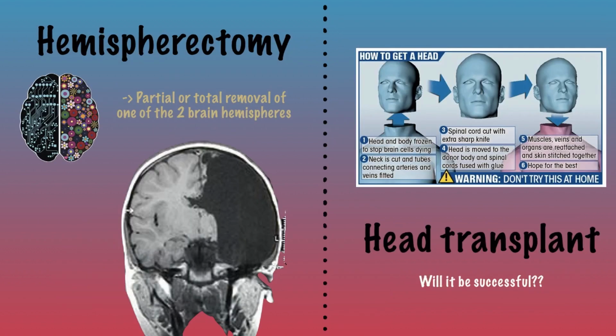Another weird yet wonderful surgery, hemispherectomy, involves the partial or total removal of one of the two hemispheres of the brain. It is considered a radical procedure and can take as long as 12 hours to complete.